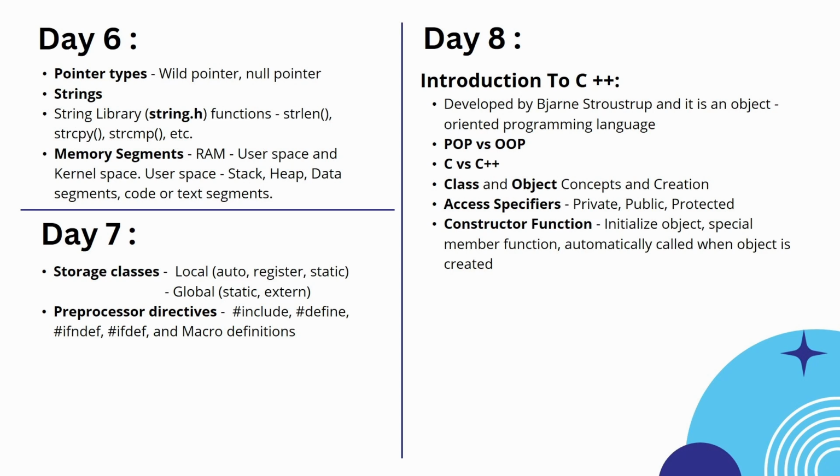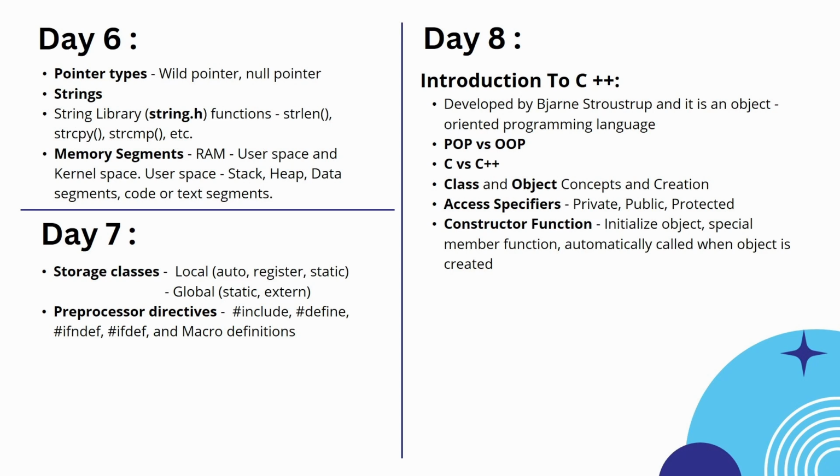Then we learnt about memory segments, wherein the random access memory RAM can be divided into user space and kernel space. The user space is further divided into stack, heap, data segments, code or text segments. Day 7, we learnt about storage classes, which can be divided into local storage classes and global storage classes. Local storage classes: auto, register, static, and global, again static and external. Then we learnt about preprocessor directives, which include #define, #ifdef, #ifndef, and then about macro definitions.